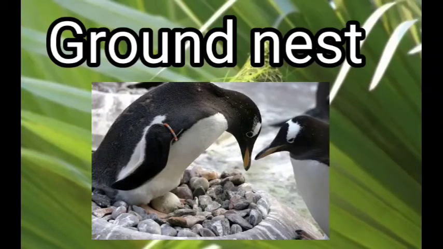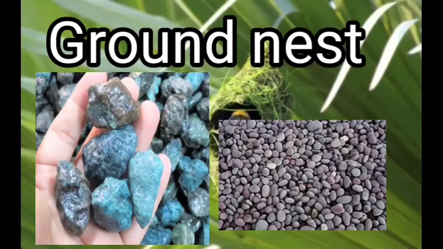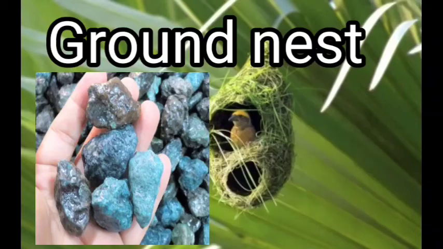Last type of nest is the ground nest. So usually the penguin builds a ground nest. Many penguins will live together, and there will be a colony. Colony means living together in large numbers. And the materials used for building this kind of ground nest are stones and pebbles. Pebbles you can see in the second picture. They will also collect the bones of dead animals, which remain on the soil after decaying, and make the nest.